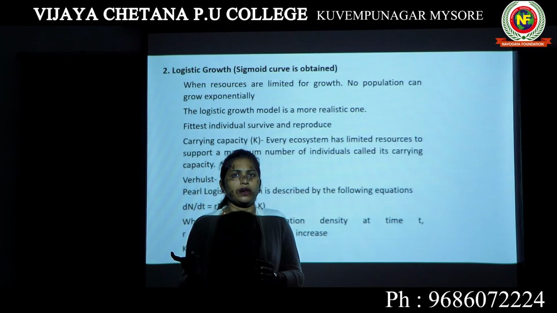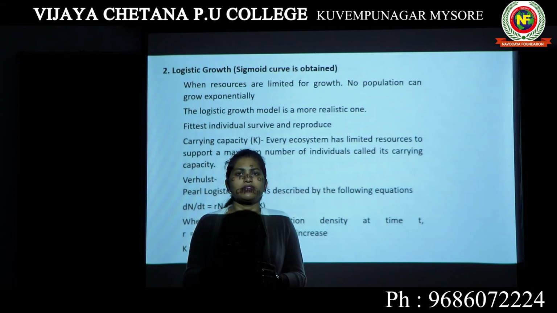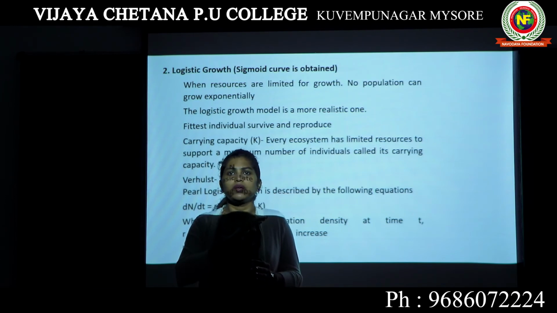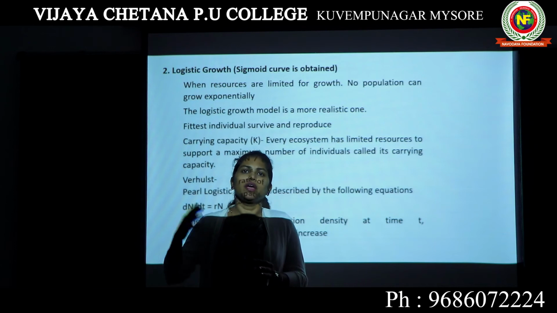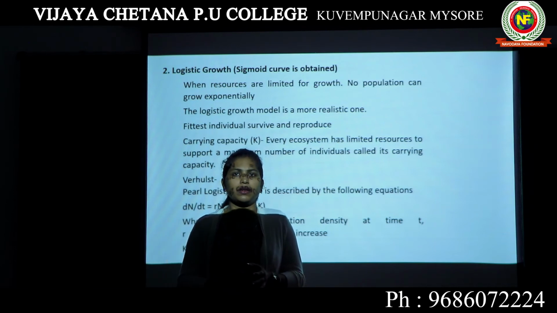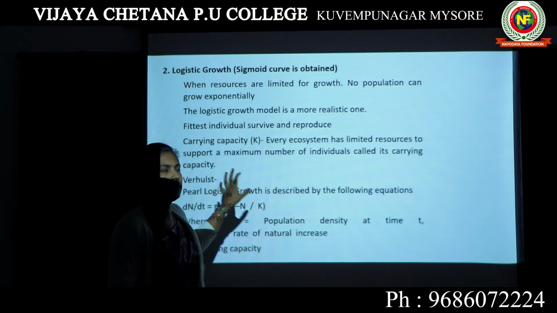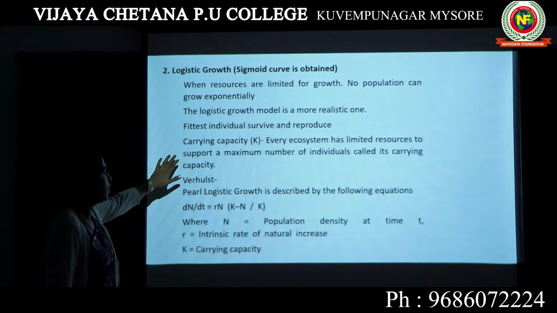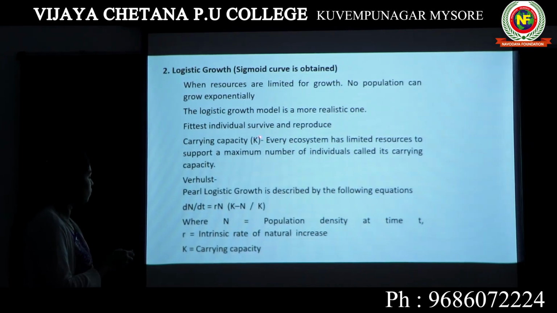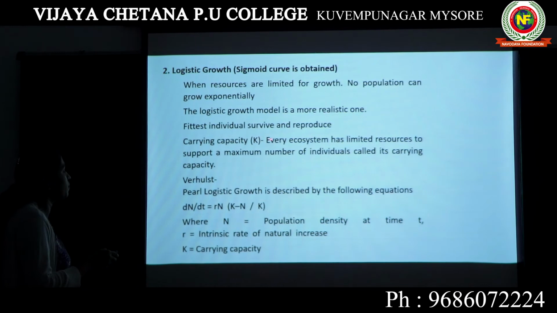Above one particular level, the capacity of the ecosystem is no longer capable of taking care of any new individuals coming in. That becomes the carrying capacity of any particular ecosystem. It is represented with the capital letter K.